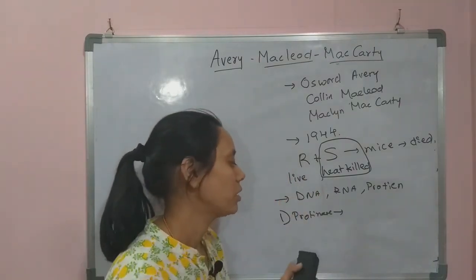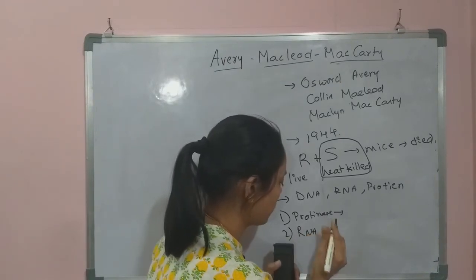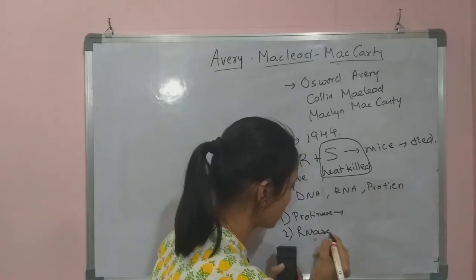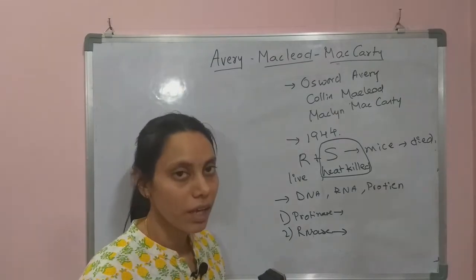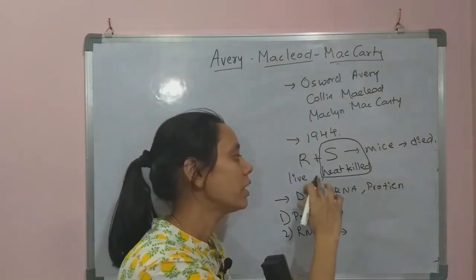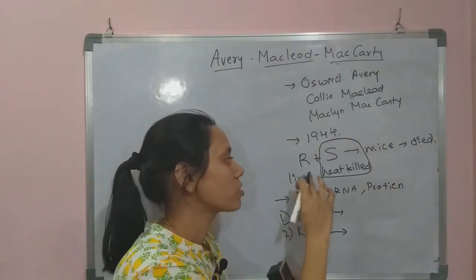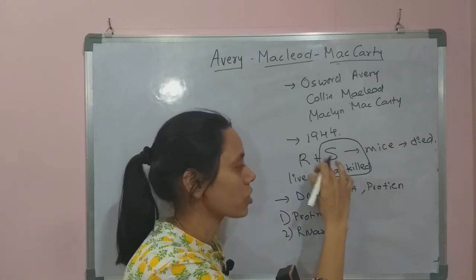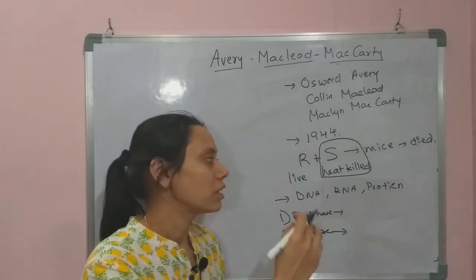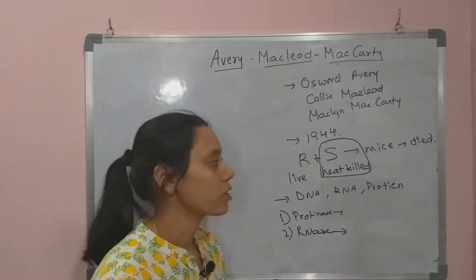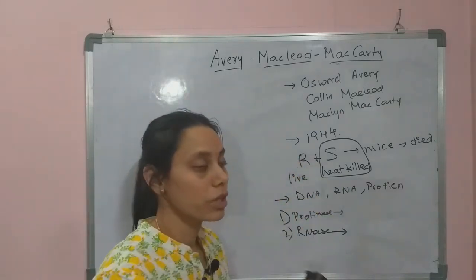Then in the next step they used RNA-degrading enzymes, ribonucleases, to degrade the RNA. In the heat-killed smooth strain the RNAs were degraded, and when they used this RNA-degraded smooth strain in combination with the rough strain, the mice still died. That means RNA is not responsible for the conversion of the rough strain into a virulent strain.